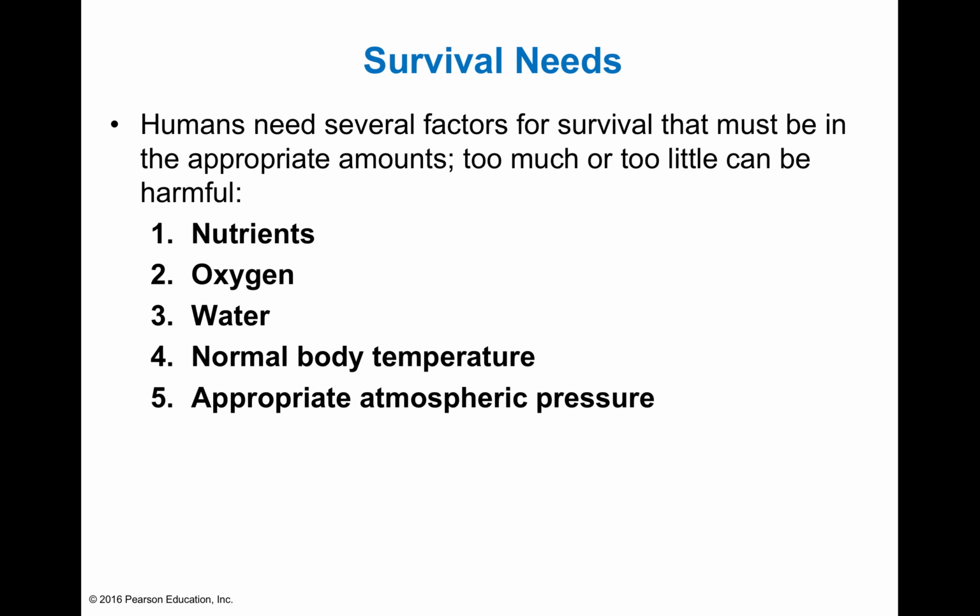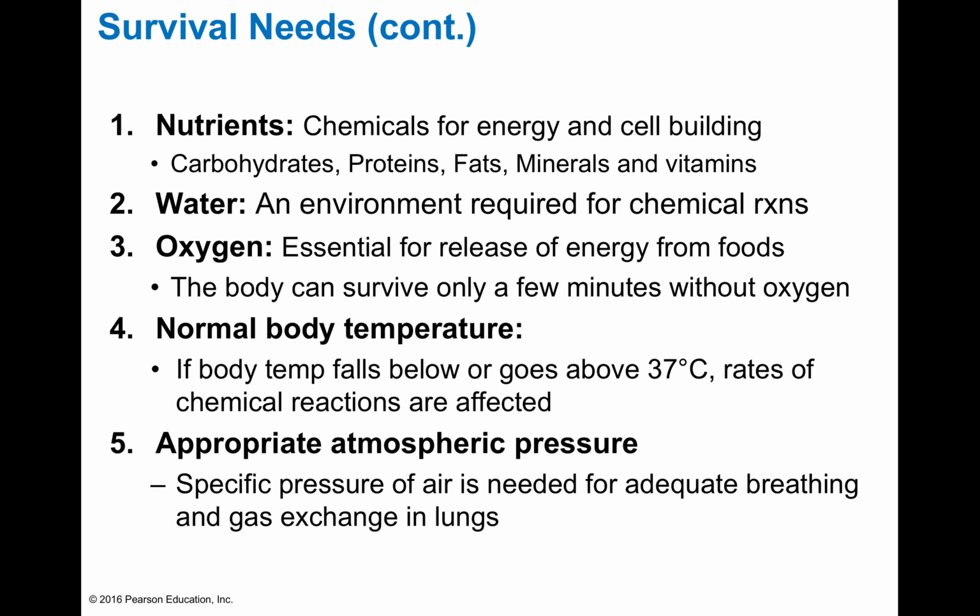Now, for an organism to be able to survive, you need the following supplies. You need nutrients, which basically means your food, oxygen, that comes from your breathing, water, normal body temperature, a concept we will talk about in just a minute, homeostasis, and atmospheric pressure. Without atmospheric pressure, you will not be able to breathe, which means no air exchange and no oxygen. Here's a little bit more detail about each of the components we need to survive.